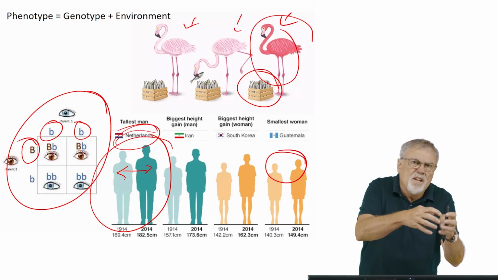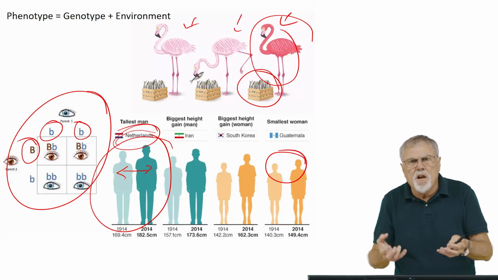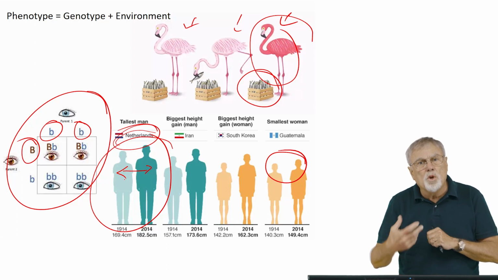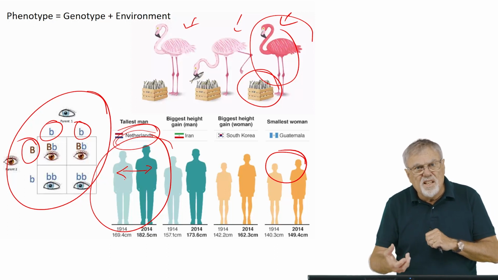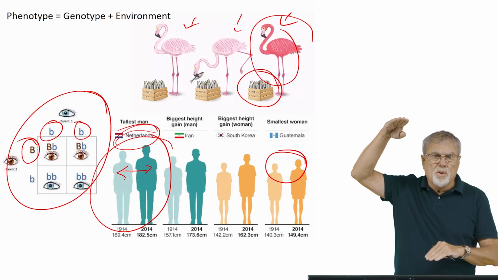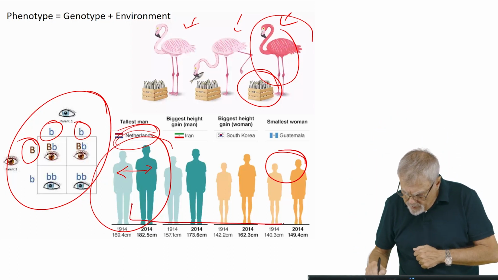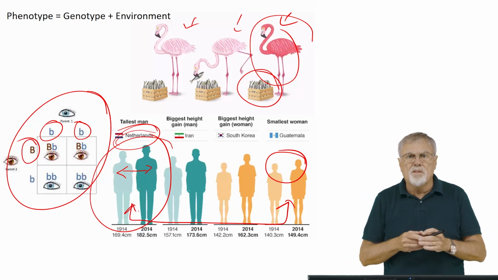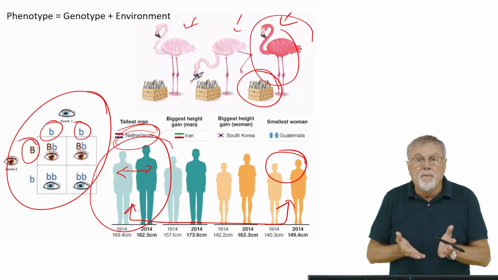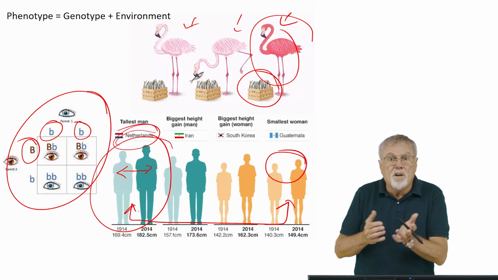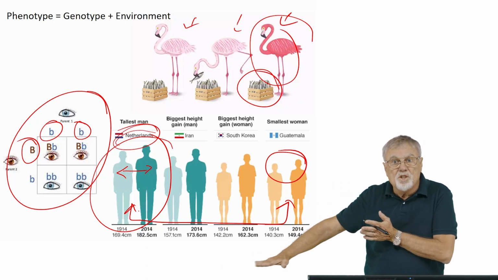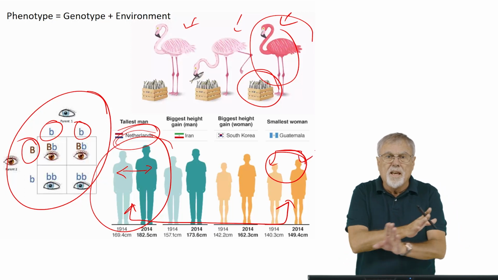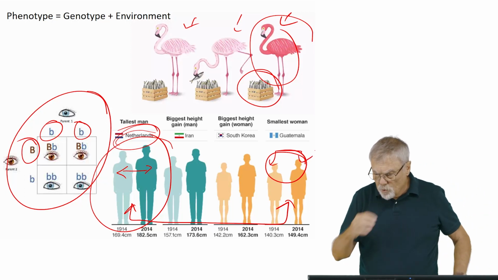Did they change genetically, or did they change because their environment changed? Most likely it was the environment. Nutrition was better, less disease, and the stature increased. But the difference between the Dutch and the Guatemalans is genetic. They have genes that result in shorter stature. And there's still an effect of the environment with respect to looking at 1914 versus 2014.